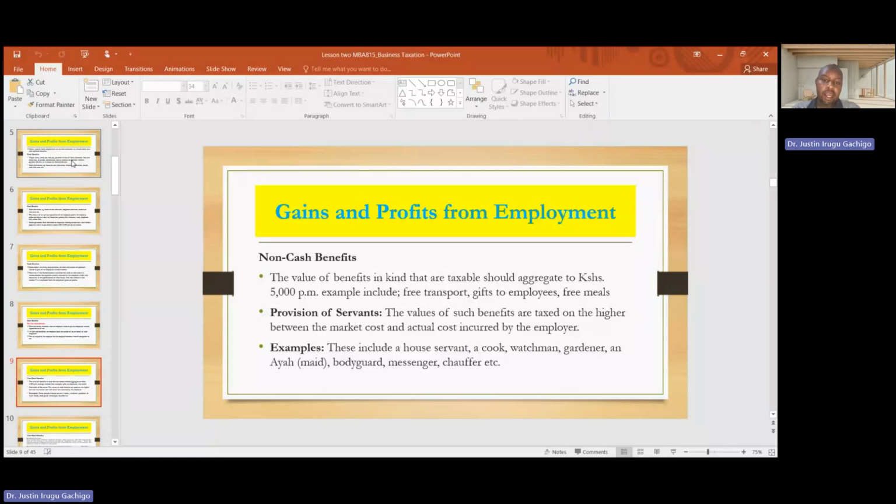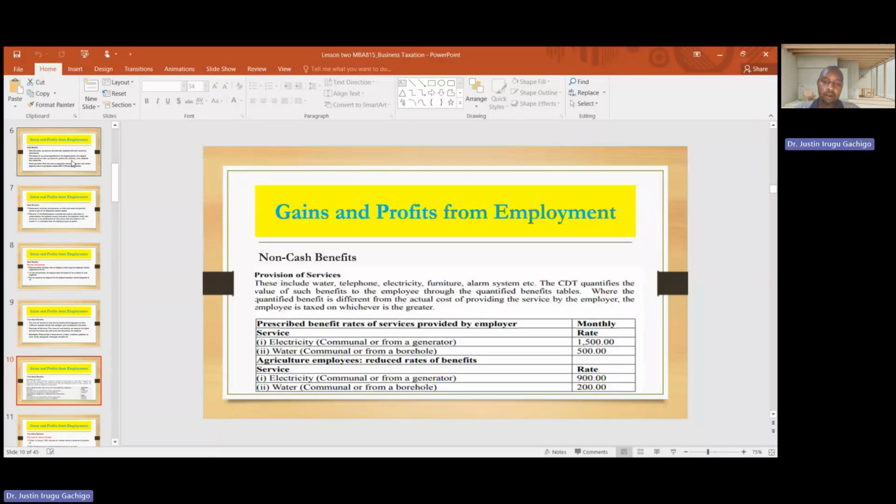Servant quota, again, this is taxable. It is the higher of the market cost and the actual cost incurred by the employer. For example, if you have been given a cook, watchman, a gardener, a maid, a bodyguard, a messenger, a chauffeur, etc. So for this one, the taxable amount is the higher of the market cost. For example, let's say the market cost of one guard is 5,000 and you are paying 10,000. So the higher, which is the actual cost, is going to be added back into your payslip and be taxed accordingly.